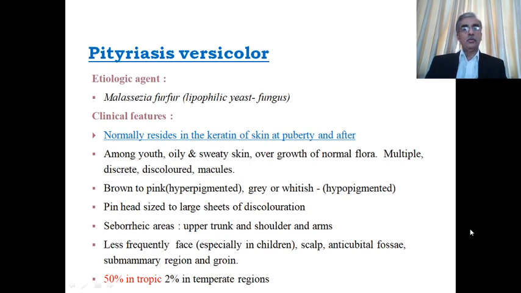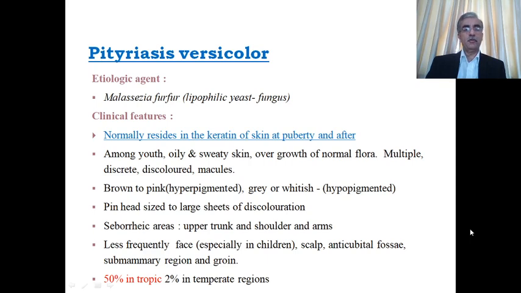Now coming one by one in detail to the various superficial fungal infections. First of all, we will deal with pityriasis versicolor. As the name suggests, versicolor means variable colors. The lesions in this fungal infection can be hypopigmented or hyperpigmented. This fungal infection is very common.